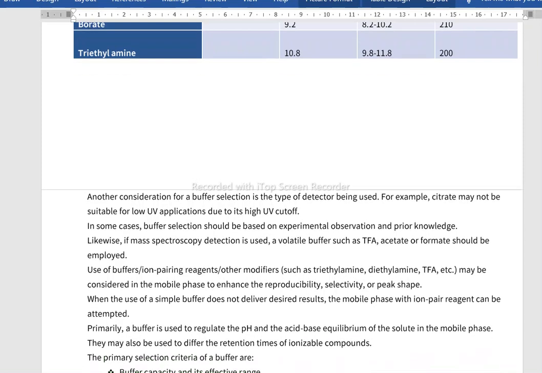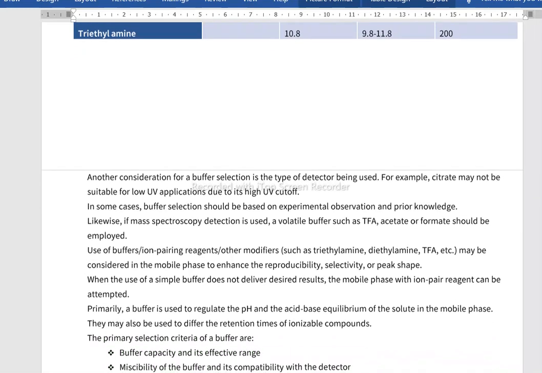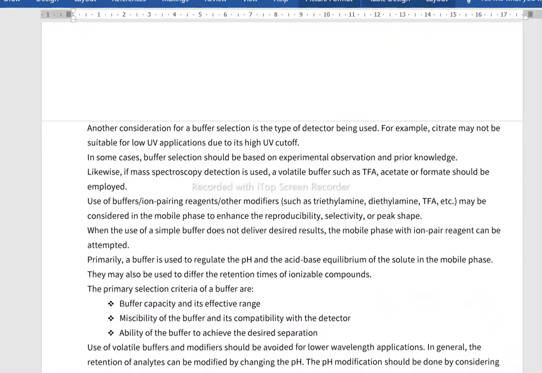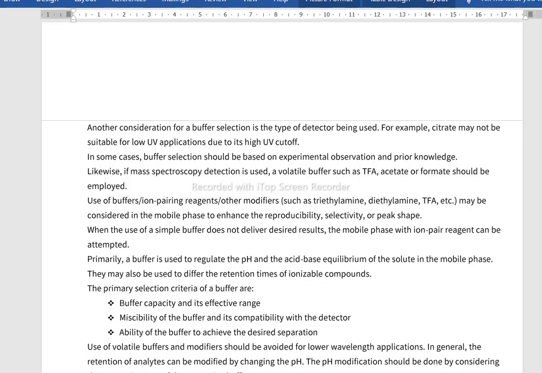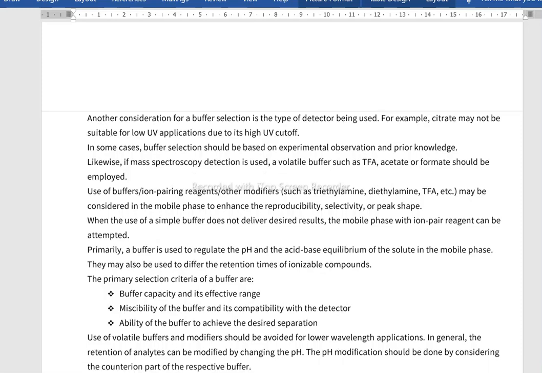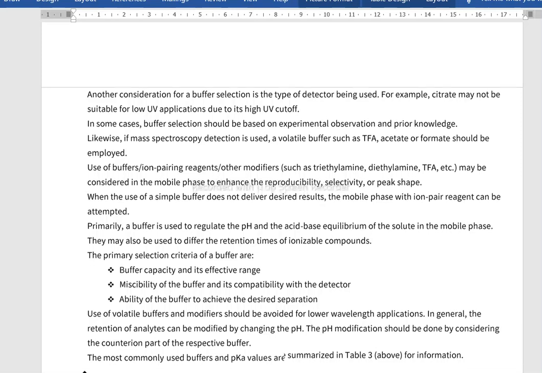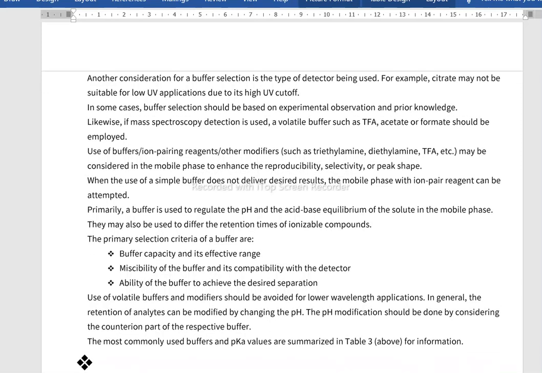Use of buffer, ion pair reagent, and other modifiers such as triethylamine, diethylamine, TFA, etc. may be considered in the mobile phase to enhance the reproducibility, selectivity, or peak shape. When the use of a simple buffer does not deliver the desired result, a mobile phase with ion pair reagent can be attempted. Primarily, a buffer is used to regulate the pH and the acid-base equilibrium of the solute in the mobile phase. They may also be used to defer the retention time of the ionizable compound.